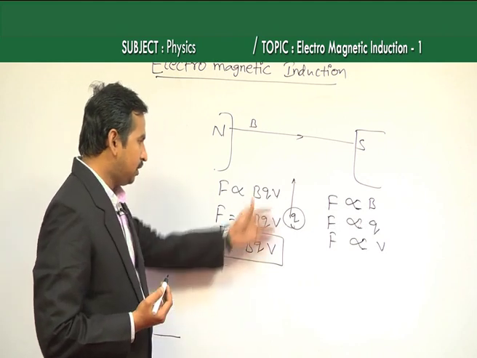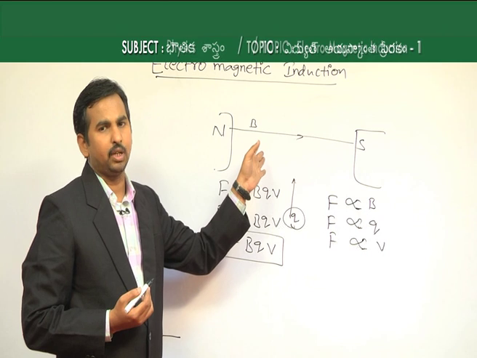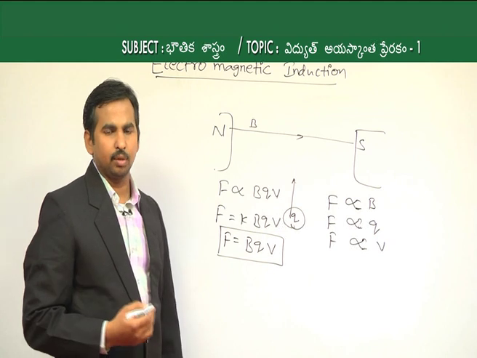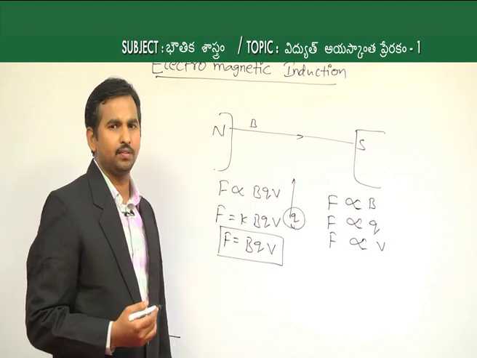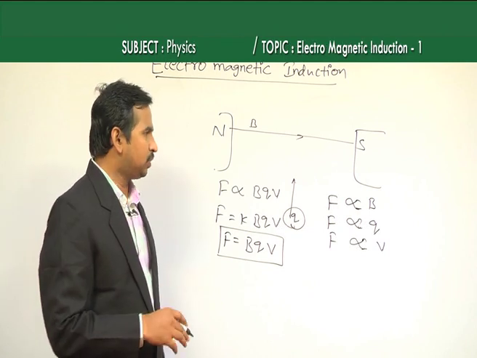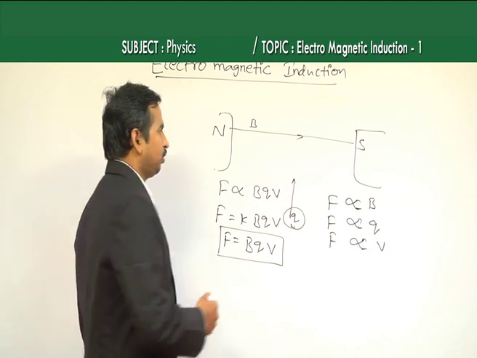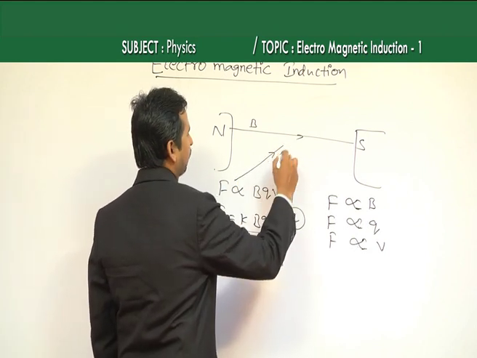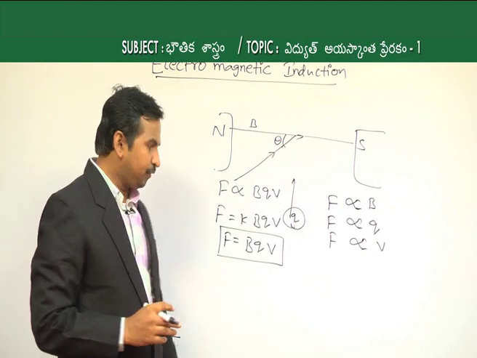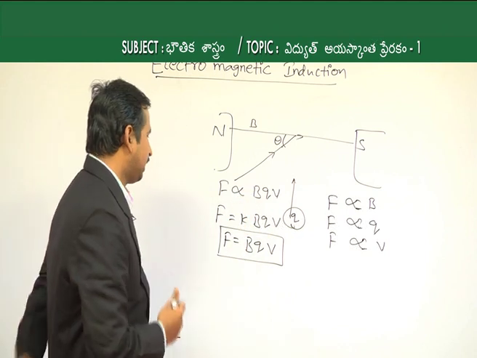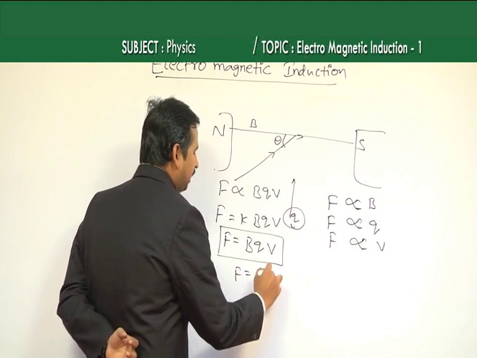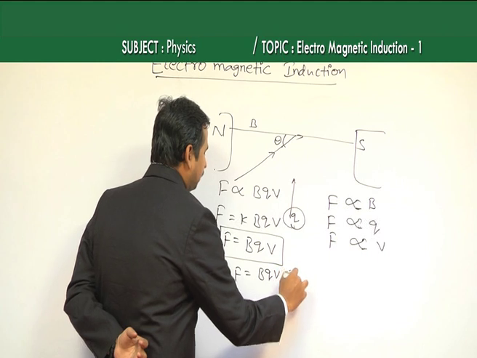But if it is going perpendicular, the force acting is always maximum. If you generalize this formula, because every time the magnetic field need not be perpendicular to the movement of the charge, sometimes the charge may enter making some angle, like this is also possible. So if you generalize this equation, we get F is equal to B Q V sin theta.